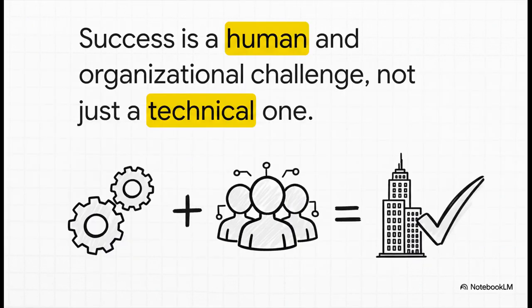And that's really the ultimate takeaway from all this. You can have the best, most expensive software in the world, but if you don't have agreed-upon rules and well-trained people using it, you're still going to have chaos. Success here is fundamentally a human and organizational challenge.